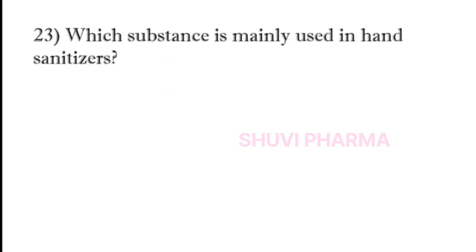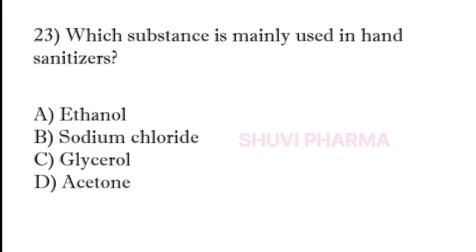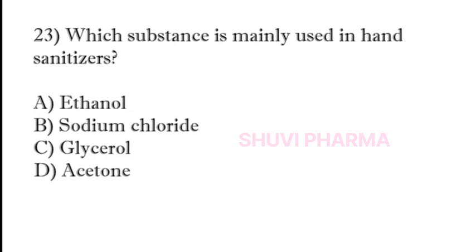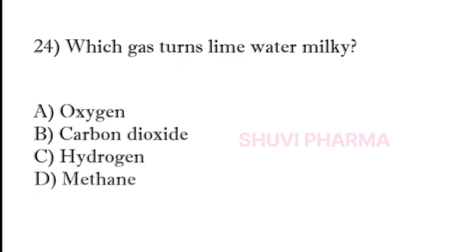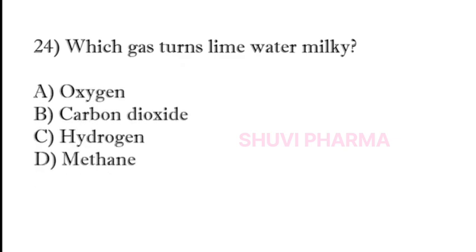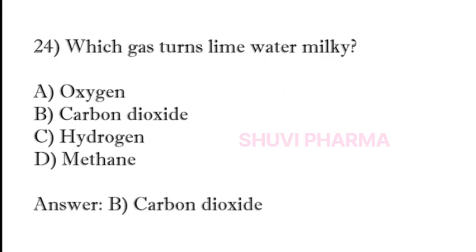Which substance is mainly used in hand sanitizers? Ethanol, sodium chloride, glycerol, acetone. The correct answer is option A, ethanol. Which gas turns lime water milky? Oxygen, carbon dioxide, hydrogen, methane. The correct answer is option B, carbon dioxide.